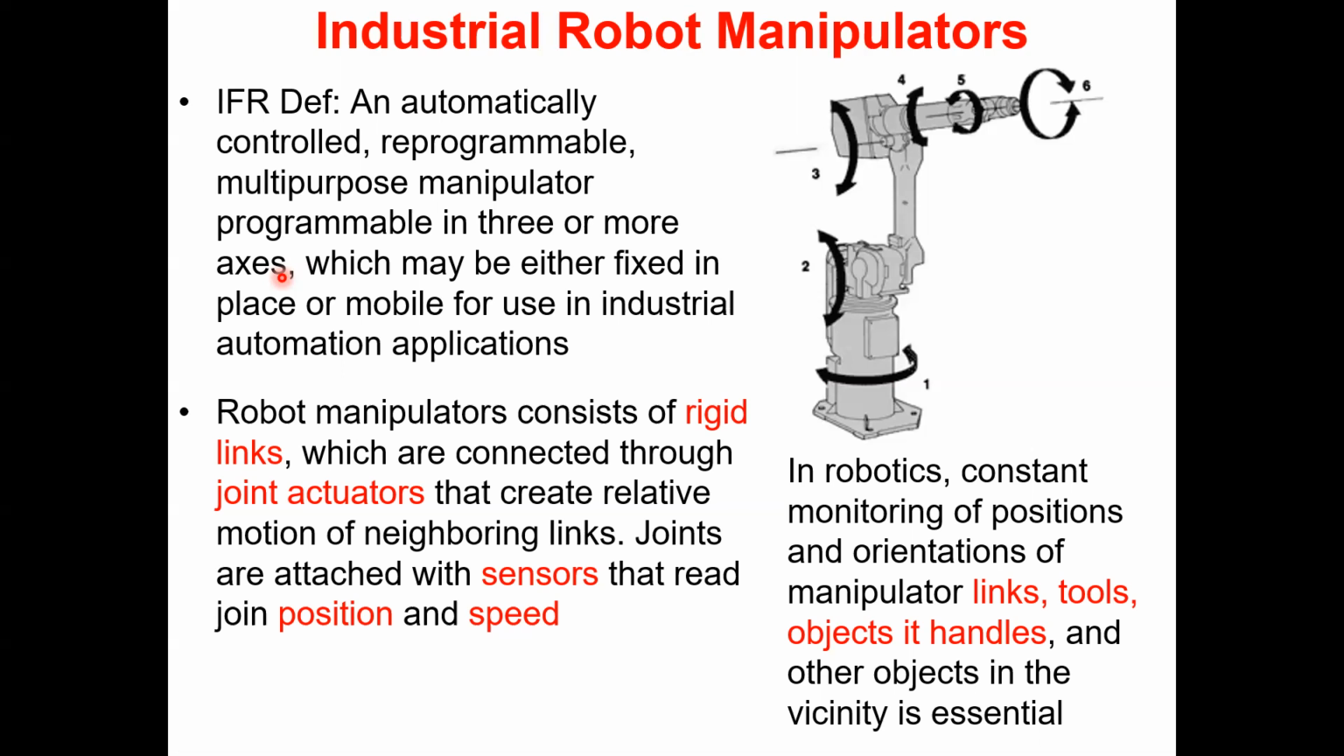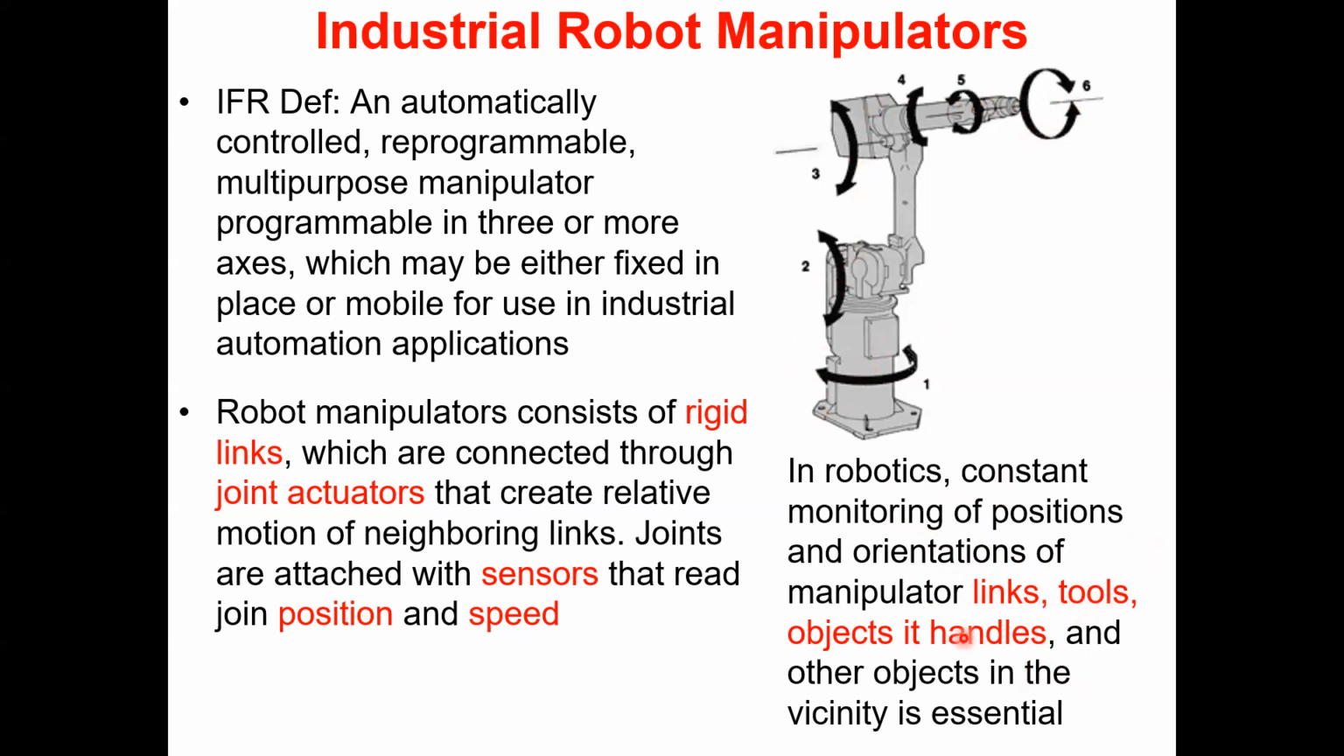So the robot manipulators that we discuss here are not that complicated, but there should be some similarity to the human arm, right? So that is important. So in robotics, constant monitoring of positions and orientations of manipulator links. These are the links, right? These are the links.